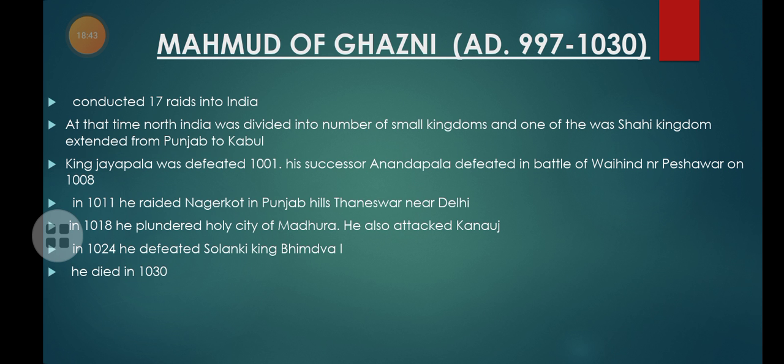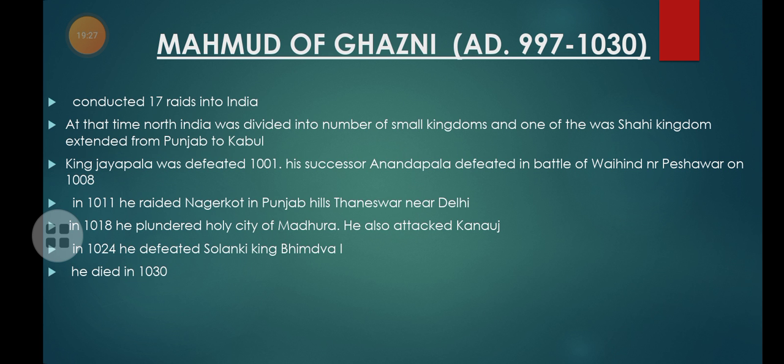So what happened? The king of the Shahi kingdom, Jayapala, killed himself because of the defeat. He took some poison and killed himself because of his defeat. So Ghazni Muhammad looted some of the precious things and went away. Then after King Jayapala, another king ruled the Shahi kingdom. His name is Anandapala.